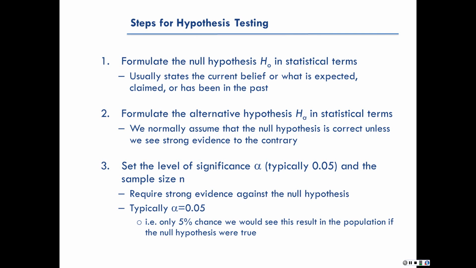We typically require strong evidence against the null hypothesis, and so that's why alpha is set at 0.05. This means that there's only a 5% chance that we would see the result that we see in the population if the null hypothesis were true. So based on our sample observation, if we can reject the null hypothesis at a level of significance of probability value of 0.05, it means there's only a 5% or less chance that we'd see the result in the population if the null hypothesis were true.